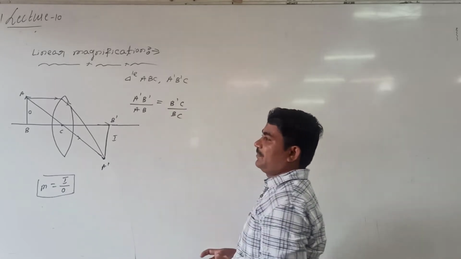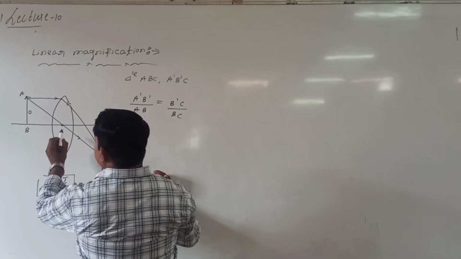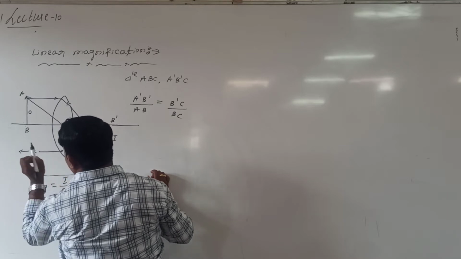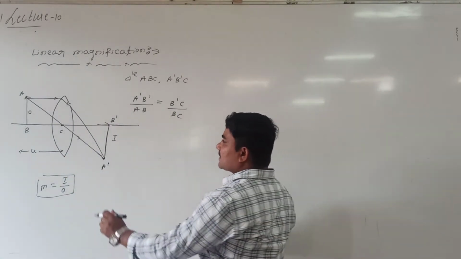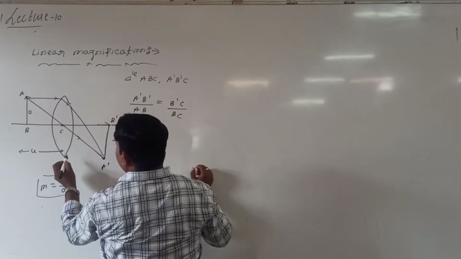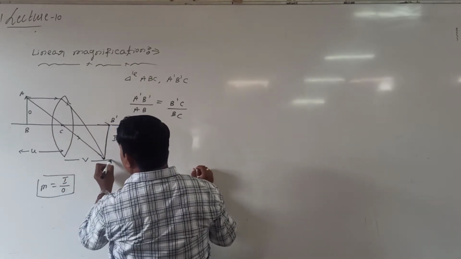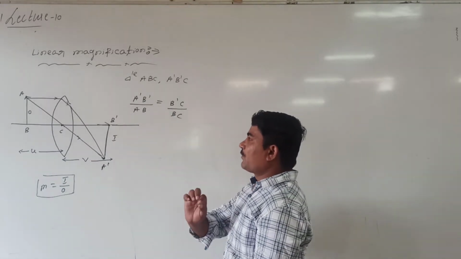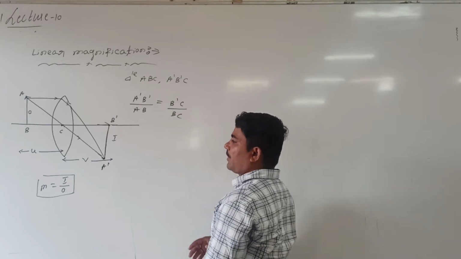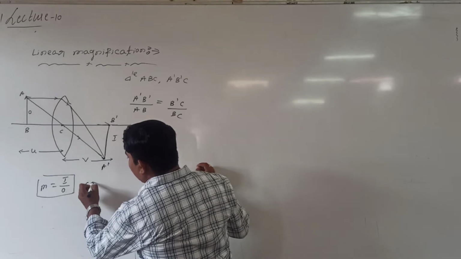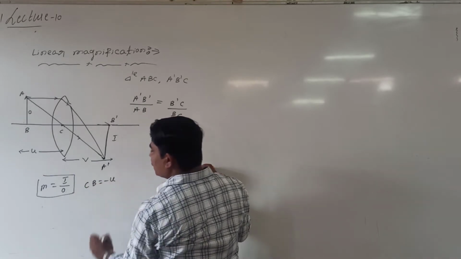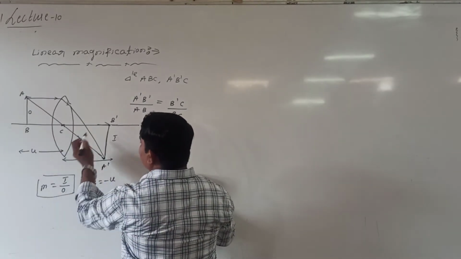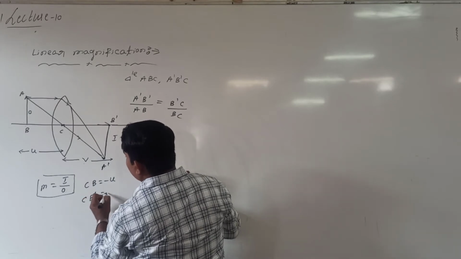Right or wrong? From this figure, the distance between the optical center and the object we call object distance, represented by U, and the distance between the optical center and the image we call image distance, represented by V. From sign convention, CB is equal to minus U, and CB dash is equal to V.